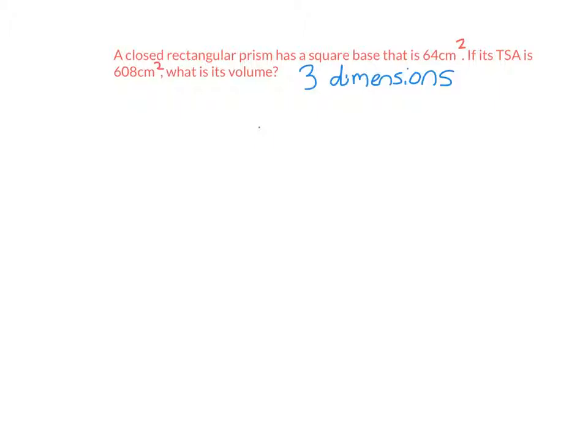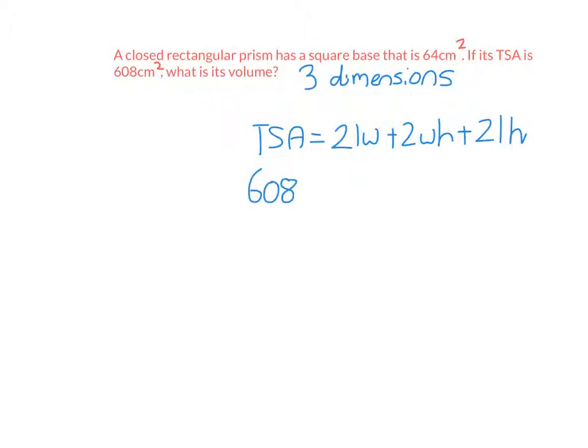So we know that the total surface area of any rectangular prism is 2 times length times width plus 2 times width times height plus 2 times length times height. Okay, that's for any rectangular prism. We're told the total surface area is 608 centimeters squared. Now, if the square base has an area of 64 centimeters squared, obviously that means that 2 of the dimensions are equal to 8. It doesn't matter which dimension you call length, width, or height. So let's just say, for argument's sake, that the length equals the width is equal to 8.